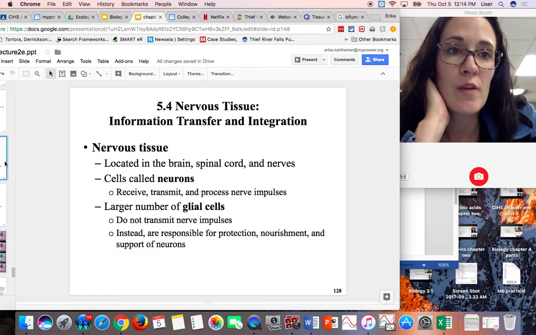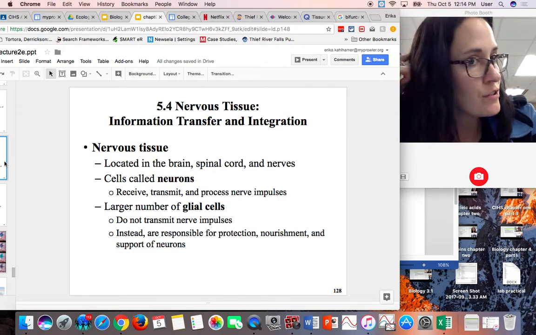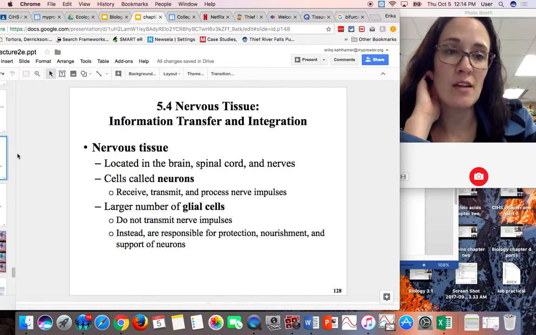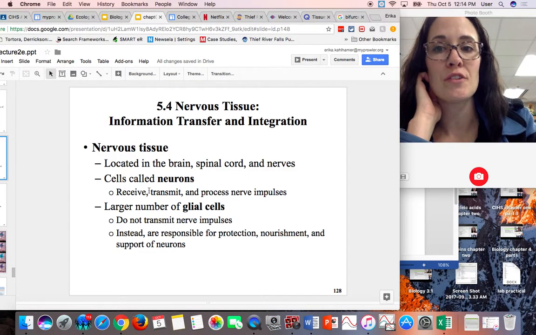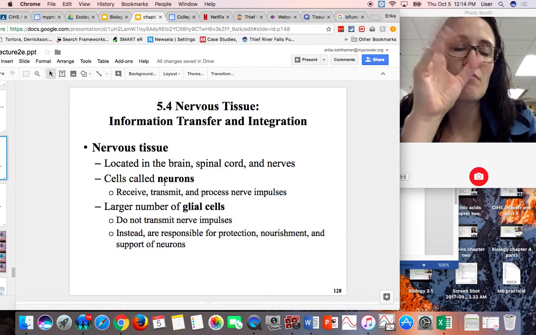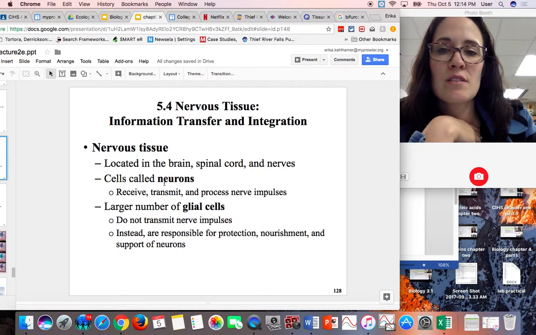So nervous tissue, where can we find it? It's located in your brain, your spinal cord, and the nerves that branch out from that spinal cord. The cells of the nervous system are called neurons. And these neurons receive information, transmit it, and process the information that comes to them.